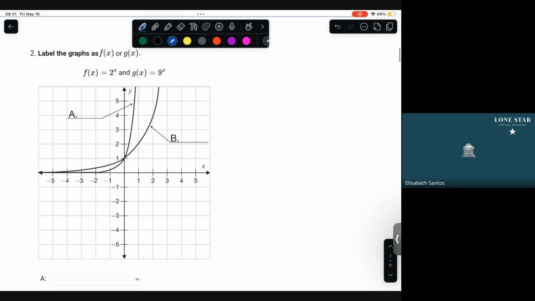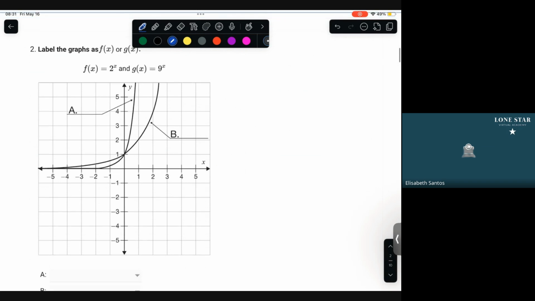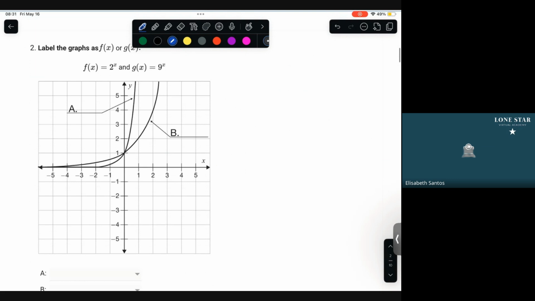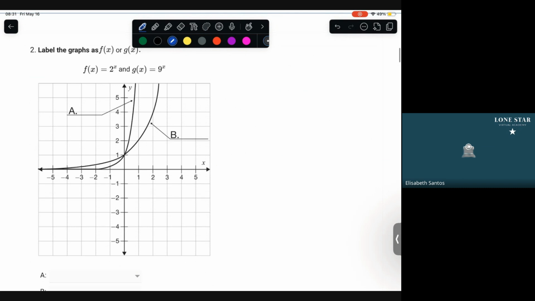Okay, so number 2, we're going to label the graphs. We have f of x equals 2 to the power of x and g of x equals 9 to the power of x. So we're going to use that definition that we just learned to determine which graph is which. To start with f of x, remember, exponential graphs have the point (0, 1) and (1, b). Let's do 2 to the x first. So b here is 2, so we're going to have the points (0, 1) and (1, 2). So (0, 1) is right here, and then (1, 2) is right here. So this one's going to be f of x.